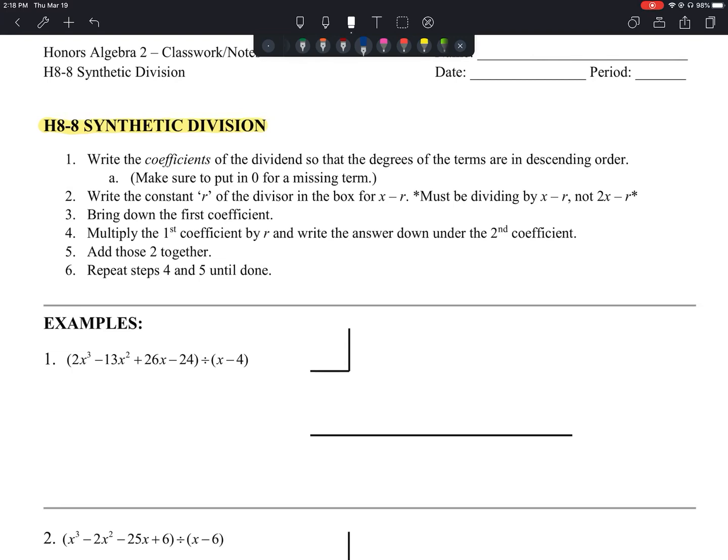All right, so at the top here, I've listed out the steps in case you forget what to do. You can refer back to these steps, but I'm going to refer to them as I'm working through the examples. So I'm going to jump into number 1 here.